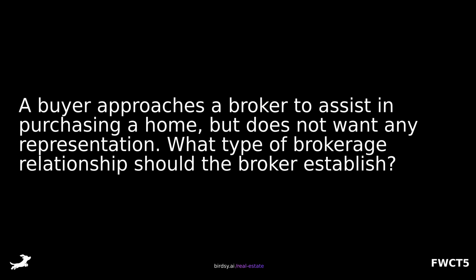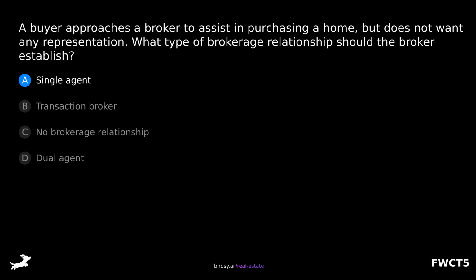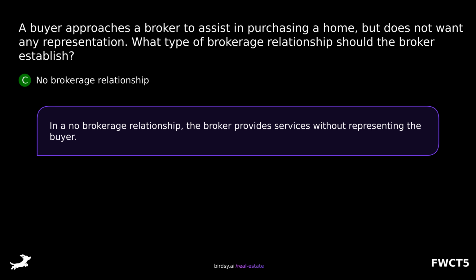A buyer approaches a broker to assist in purchasing a home, but does not want any representation. What type of brokerage relationship should the broker establish? Is it A, single agent? B, transaction broker? C, no brokerage relationship? Or D, dual agent? The answer is C, no brokerage relationship. In a no brokerage relationship, the broker provides services without representing the buyer.